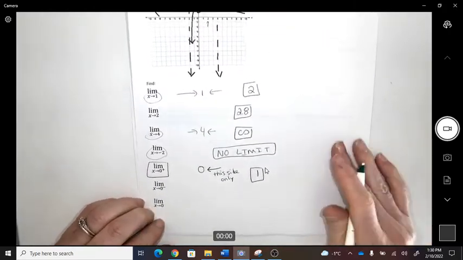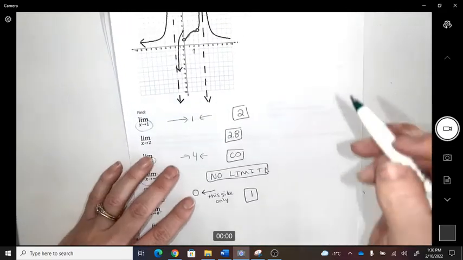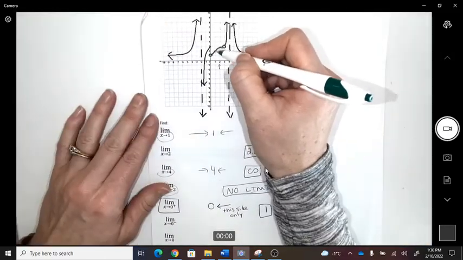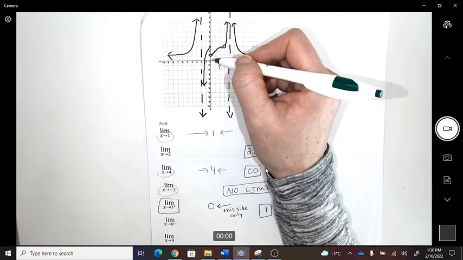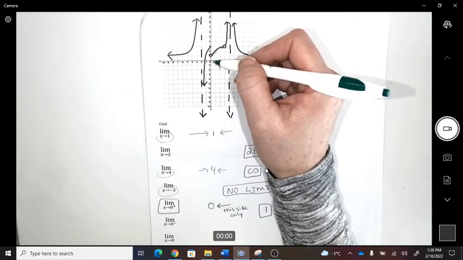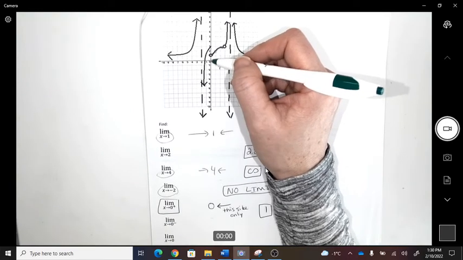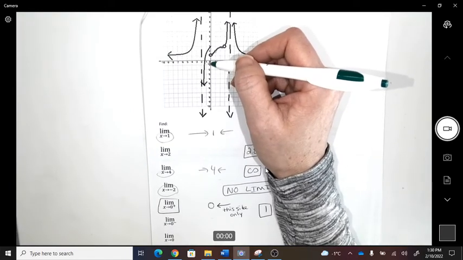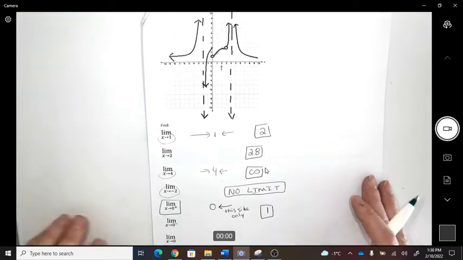Does it not matter that there's a hole there? It doesn't matter because a limit is all about what are you getting close to. Okay? It's not going to ever reach 1. We know that because of the hole, but it's getting close to 1, right? That's what limits are about.